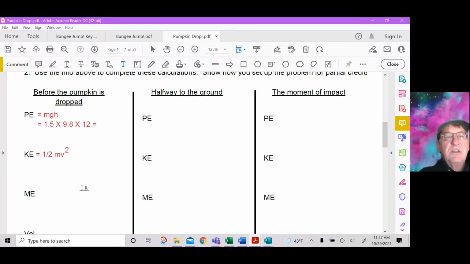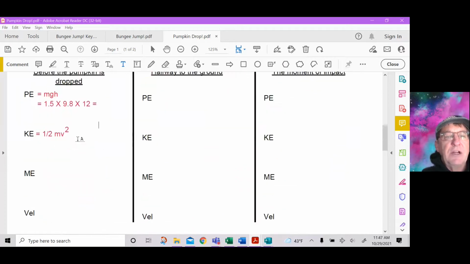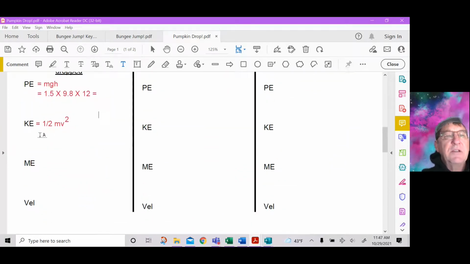But since the pumpkin has not moved yet, we're holding it steady at the top of the roof. We're ready to drop it. That means that it's not moving. So kinetic energy is simply going to be 0 joules, right? We want to label our measurements. 0 J. Okay, that one should be simple.